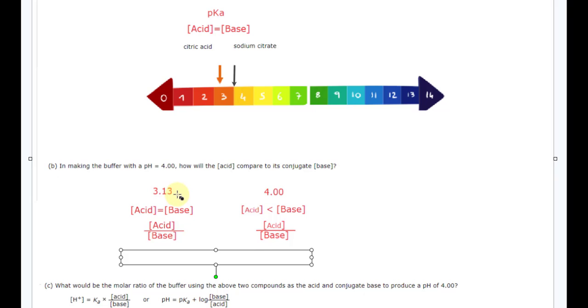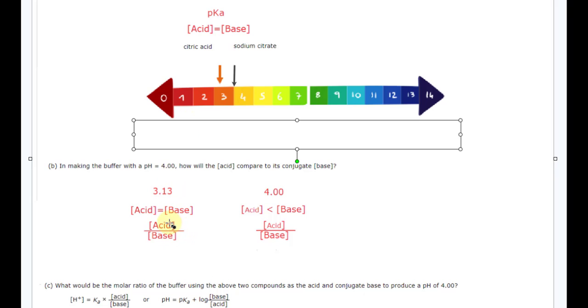3.13, this is what you've got to memorize. pKa is the equal amount of acid and base. If you want a higher pH, then you better dump in some more base. So our ratio is going to be a little bit less citric acid and a bit more sodium citrate to get that pH to this 4 level.